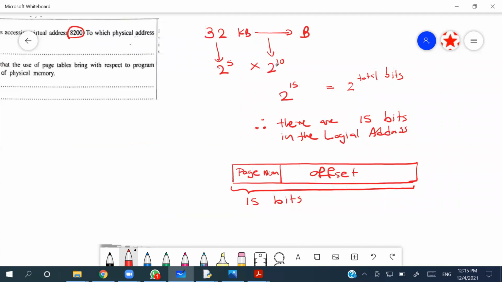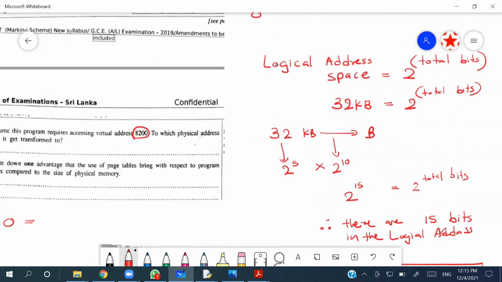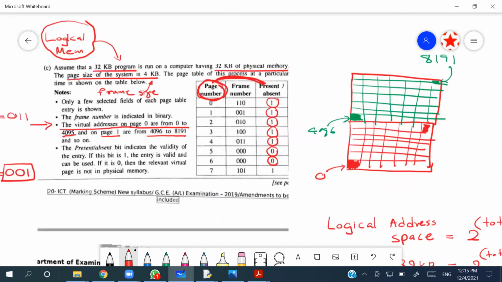Because now we need to find out the corresponding frame number. We need to find this frame number because when mapping, the page number gets detached and a frame number needs to be fixed there. So to find the frame number, we need to know what is the corresponding page number.